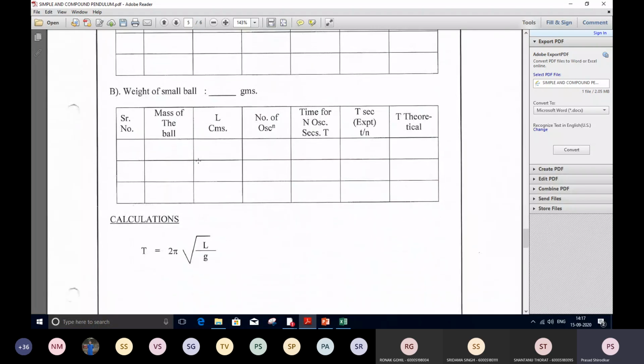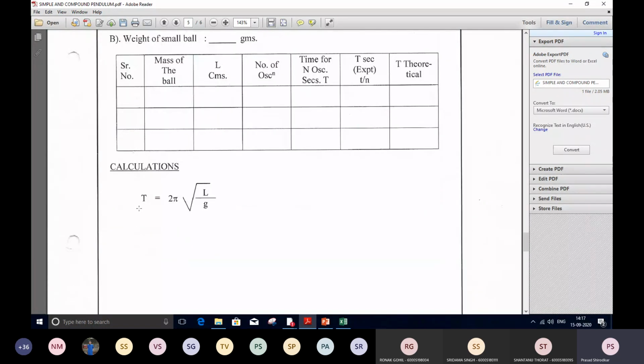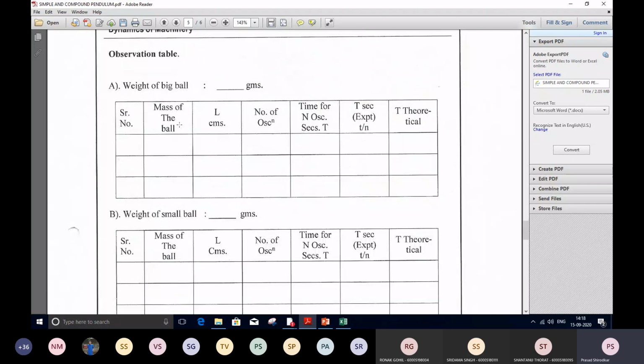So what does that mean? You have to replace the compound pendulum with the simple pendulum so that it will give you the same number of oscillations or same natural frequency. All right. So the equation for time period for simple pendulum is T is equal to twice pi into root of L by g. Now make two observation tables. One is for, so you have two masses, right? One is a small mass, one is a large mass, or you can call it mass A and mass B. Not necessary. One might be large, one might be small, in any order.